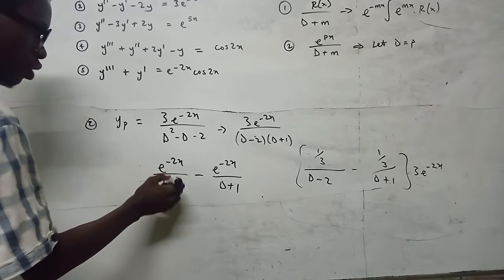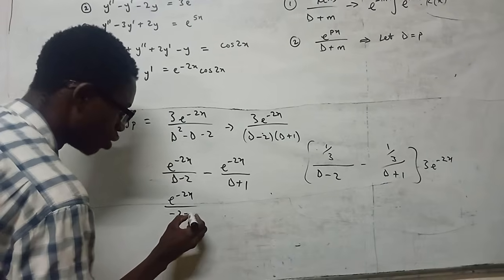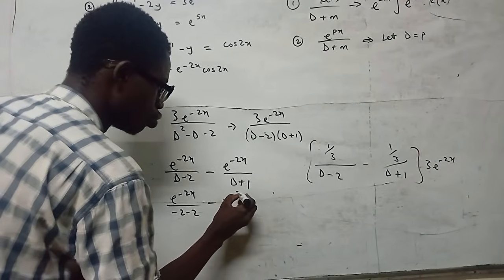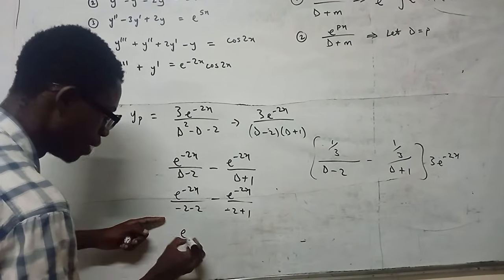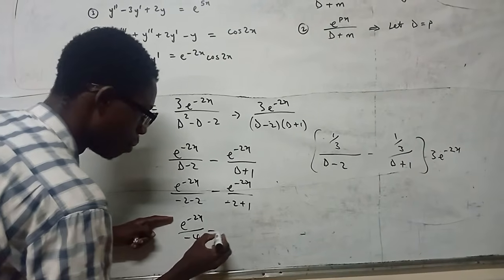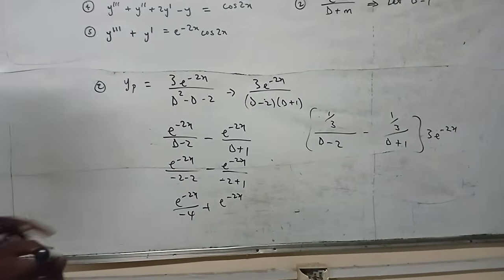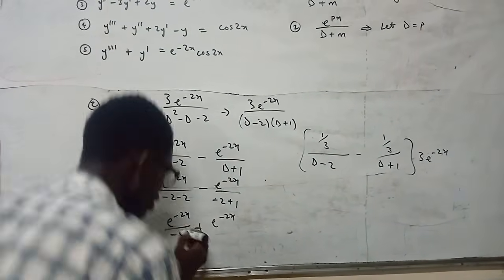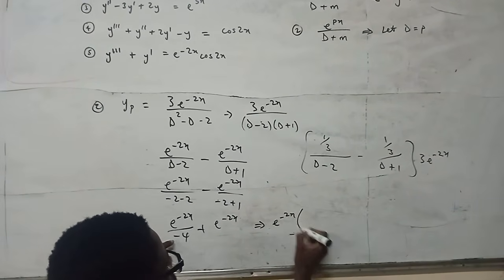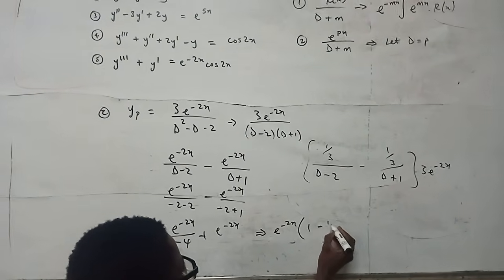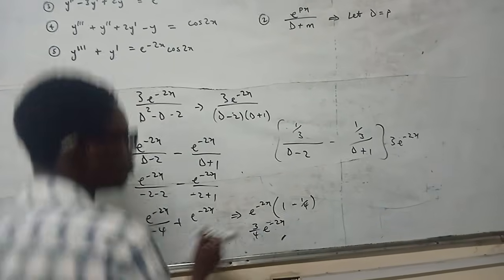Let D equal to P. D is minus 2, so we are going to have e to the minus 2x over minus 2 minus 2 minus e to the minus 2x over minus 2 plus 1. So we have e to the minus 2x over minus 4 minus e to the minus 2x over minus 1, which is just plus e to the minus 2x. So when we add this together, what are we going to get? Since this is 1 over 4, we have e to the minus 2x into bracket 1 minus 1 over 4, which is 3 over 4. So we have 3 over 4 e to the minus 2x, which has been the answer we've been getting since.